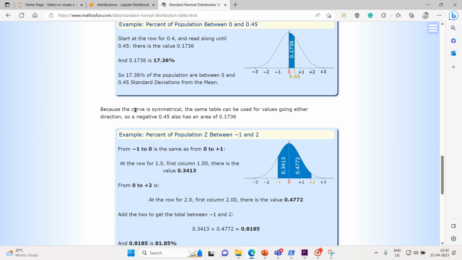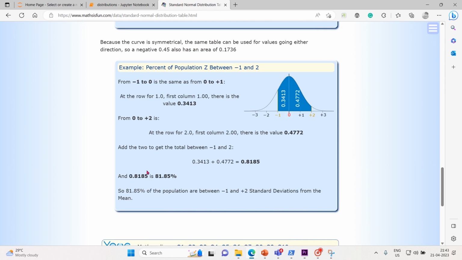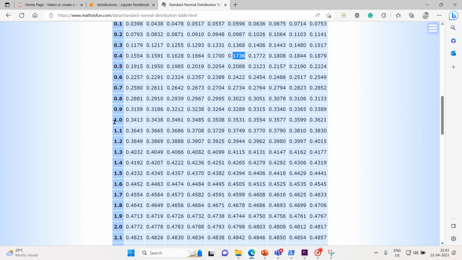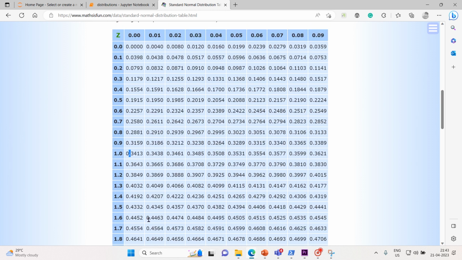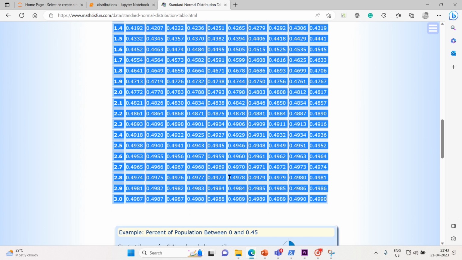And second example: because the curve is symmetrical, the same table can be used for values along either direction. So negative 0.45 also, from 0 to negative 0.45, the value would be the same. It won't change. That's how you can use these values. So if you want minus 1, it is 34.13, absolutely correct. If you want minus 1.9, then it's 36.21 percentage, and 3.0 is 49.9 percentage.